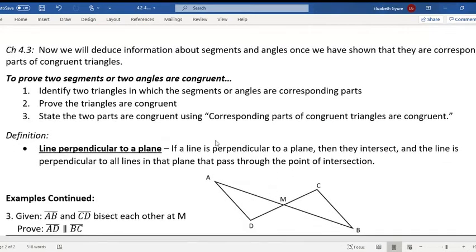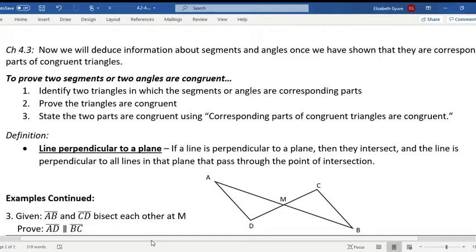On the next slide, we move on to 4.3. The only thing that's different about 4.3 is you're going to take your proofs one little step further. We're now going to deduce information about segments and angles once you have corresponding parts of congruent triangles. So I'm going to give you two triangles, and you're going to have to show me maybe that angle A is congruent to angle X or something like that. Or maybe you'll have to show me that two segments are parallel.